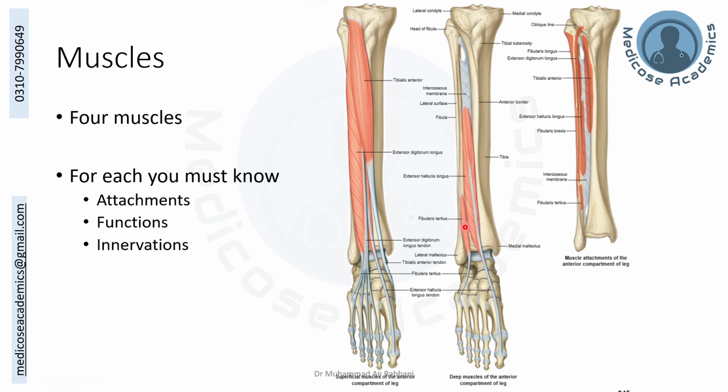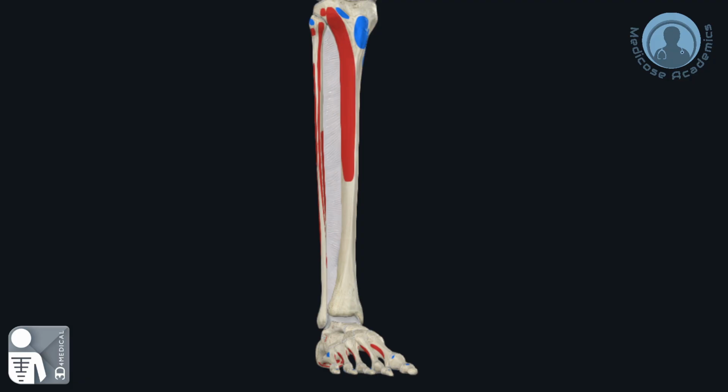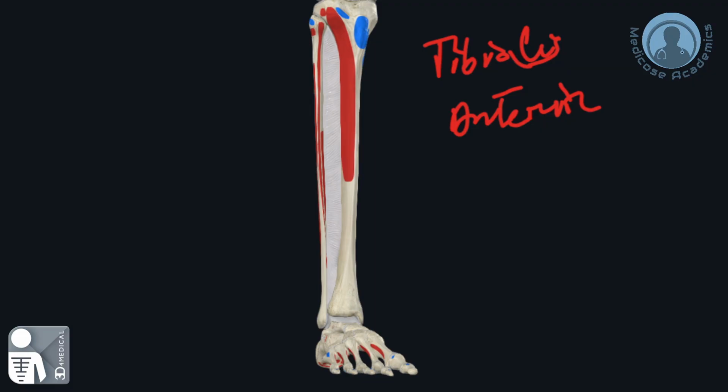For the discussion of this component of the lecture, I will be moving on to the 3D model, 3D for medical, and we will discuss their attachment, their functions, and their supply. So let us talk about tibialis anterior muscle. Simply speaking, it originates from the medial aspect of upper tibia and inserts into medial aspect of foot. Let us dive a little deeper.